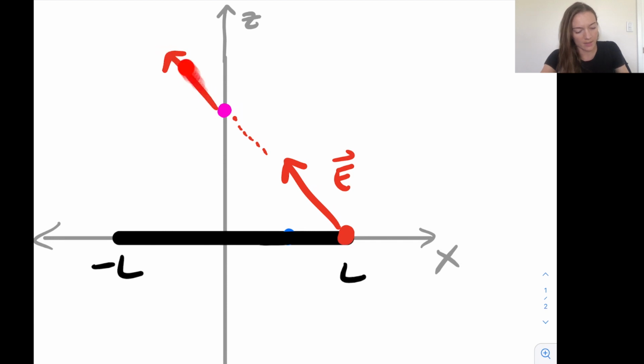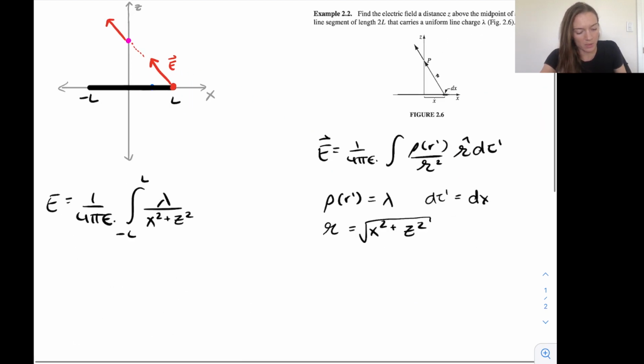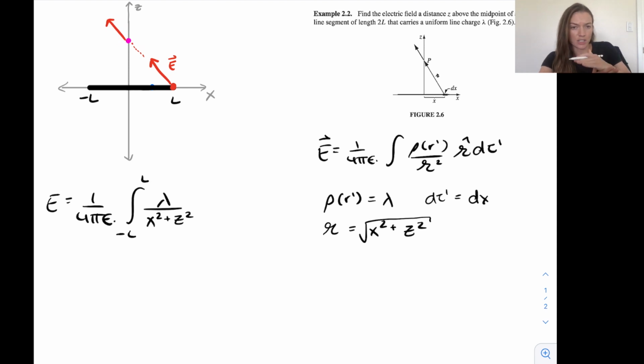Now I can see it's kind of at an angle there. So if we were to just go ahead and do this integral, it would not be correct because we're not taking into account the fact that the electric field is actually at a little bit of an angle. It's not perfectly along the z-axis or perfectly along the x-axis. So we'd be sort of ignoring the fact that it has components.